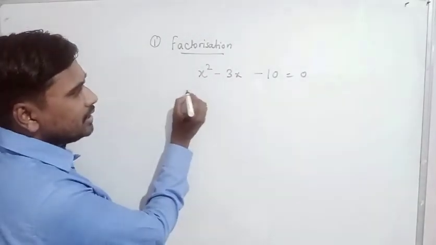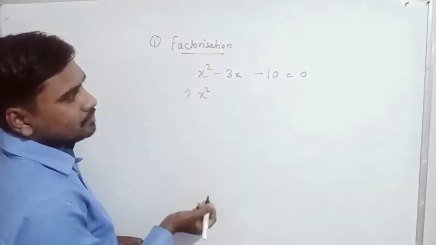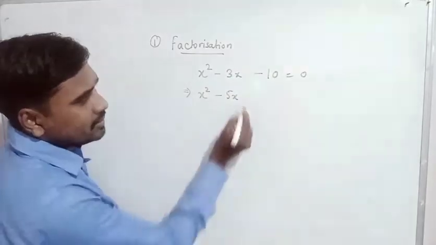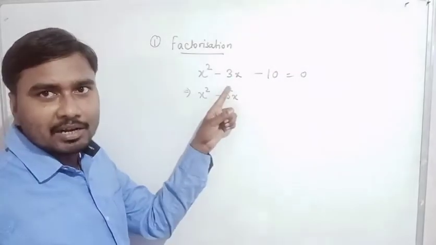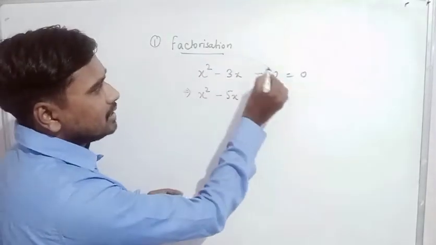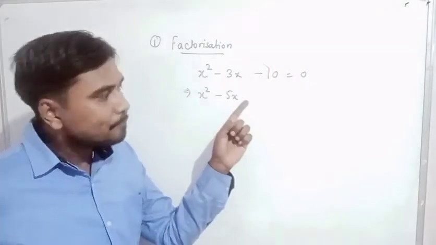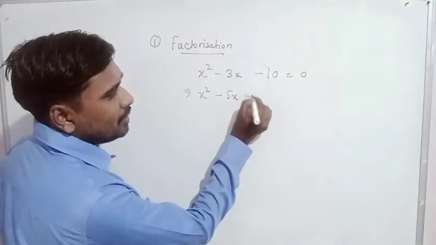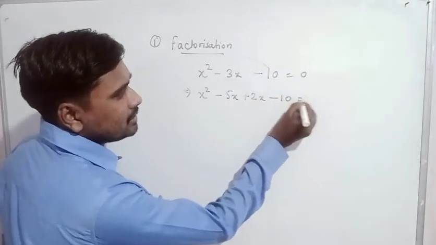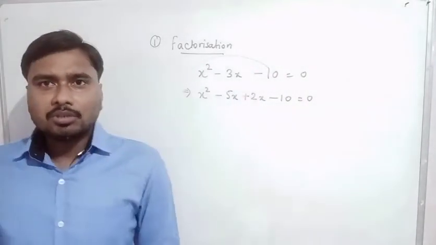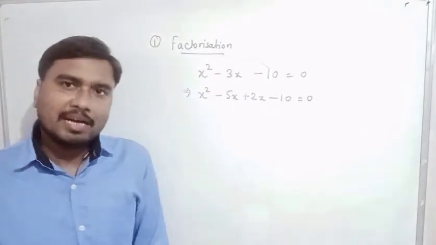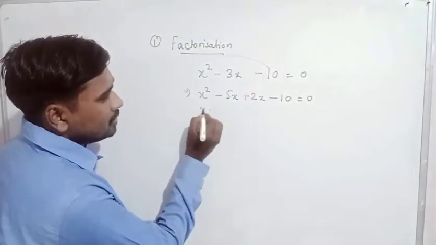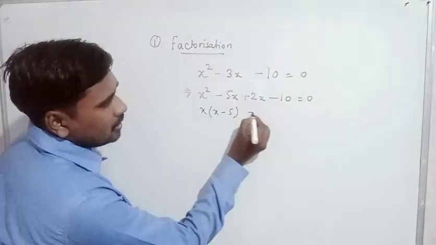So we will do the middle term factorization, that is x square minus 3x, by multiplying these two, that is 10. Now 5 and 2 are the factors. So x square minus 5x plus 2x minus 10 is equal to 0. So we have done the middle term factorization. Now take common, here also common.